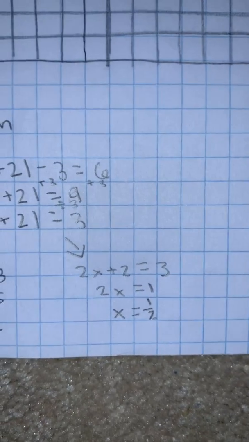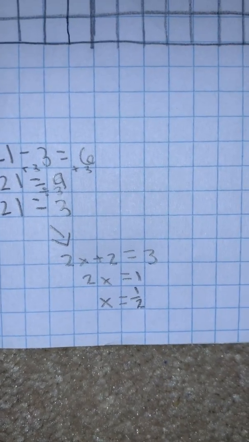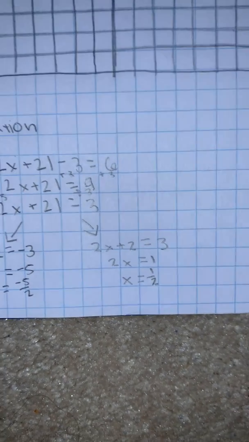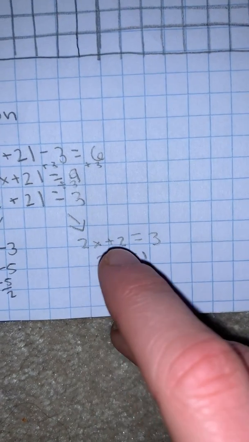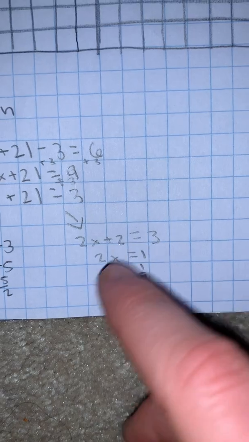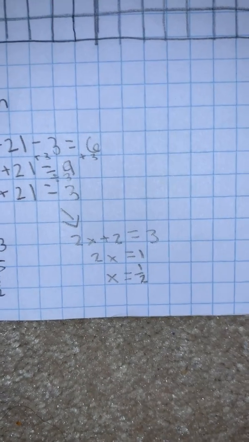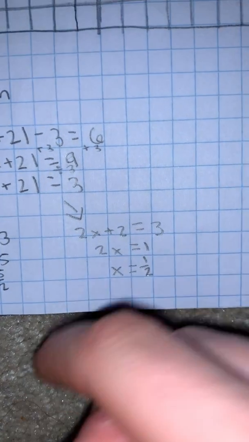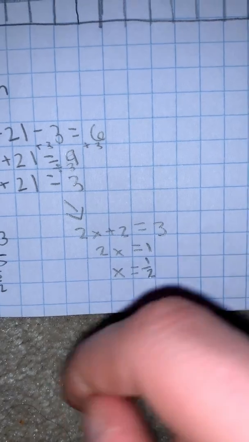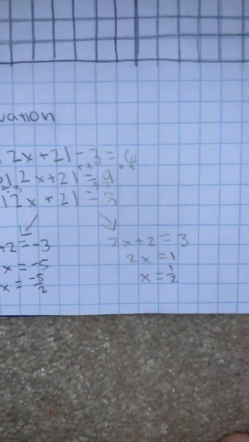Then for this one, you do 2x plus 2 equals 3. Then you subtract 2 from both sides. You get 2x equals 1. Then divide by 2 on both sides, and you get x equals 1/2.